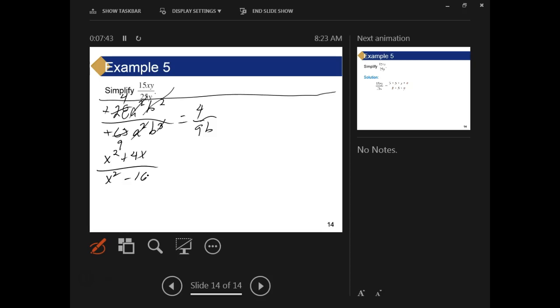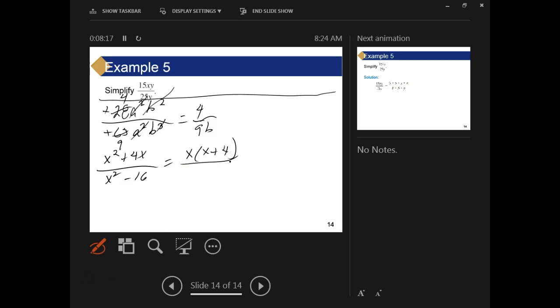Any idea? A little louder? I heard something about 4. Factor it. I love it. Let's factor it. How can we factor that numerator? In fact, I say factor everything in sight when you're dealing with these. Does the numerator factor? How? X times x plus 4. There's your 4.